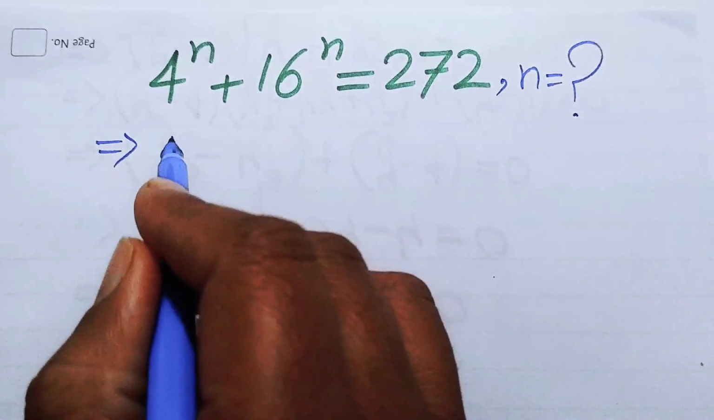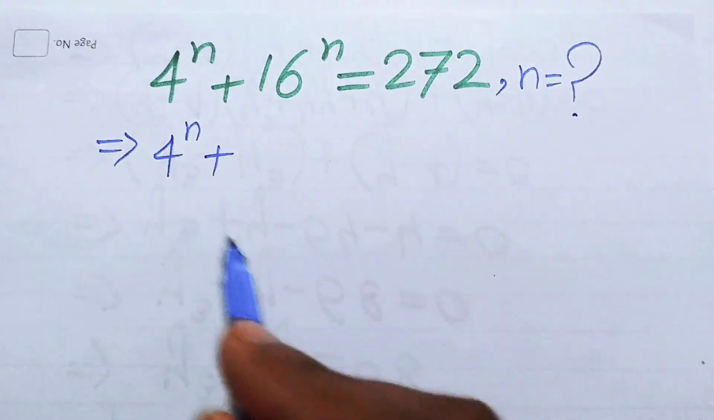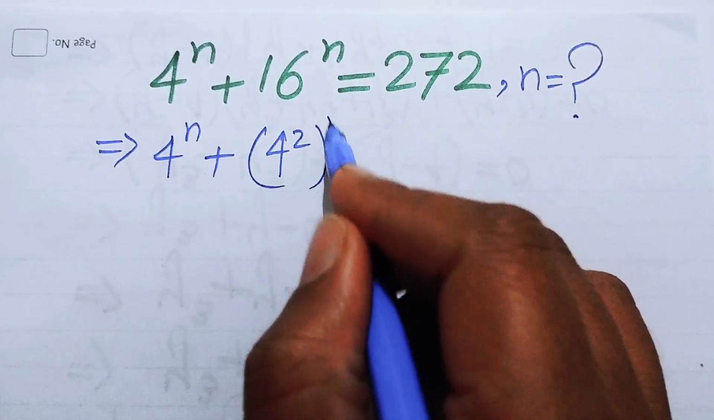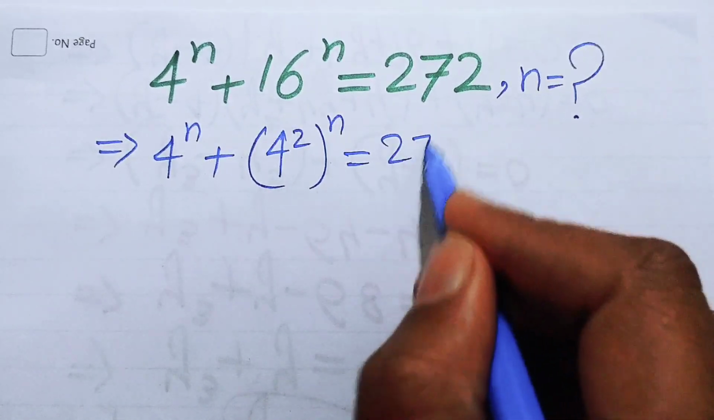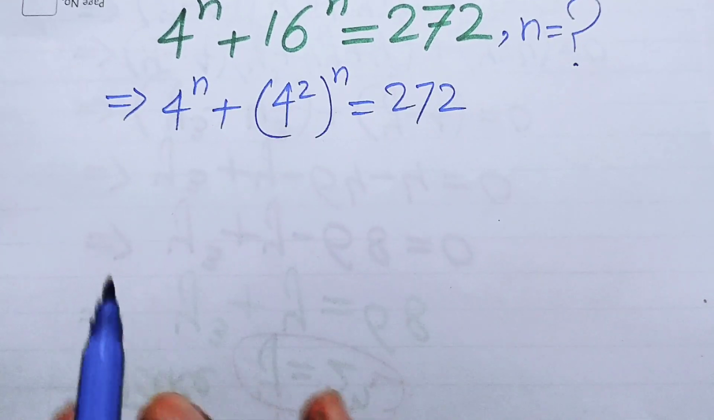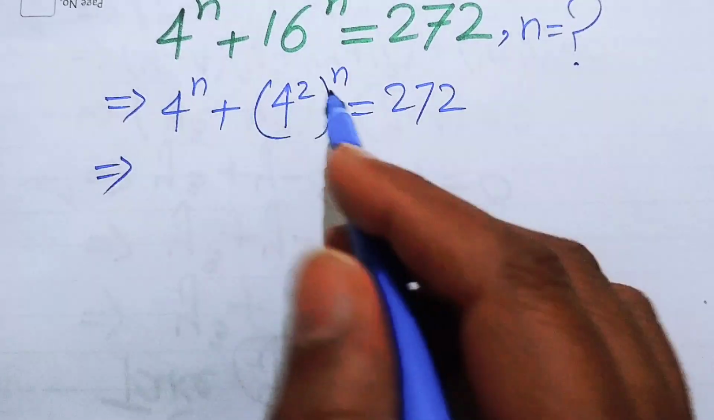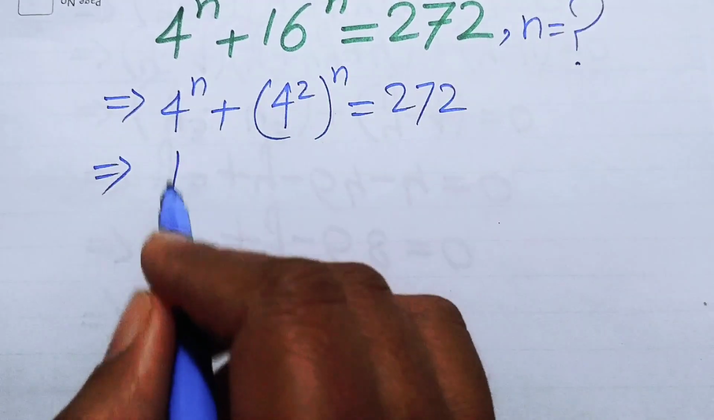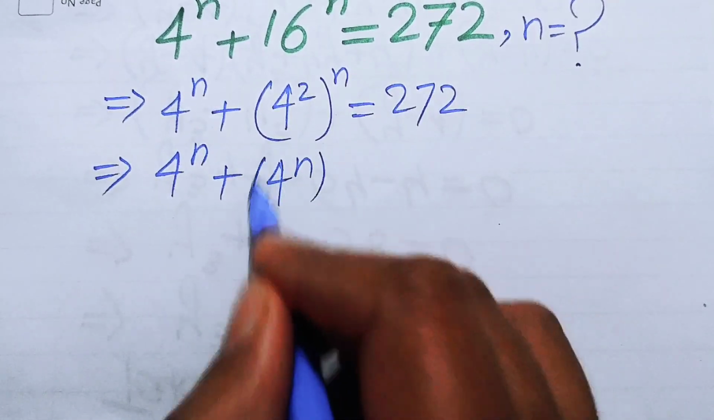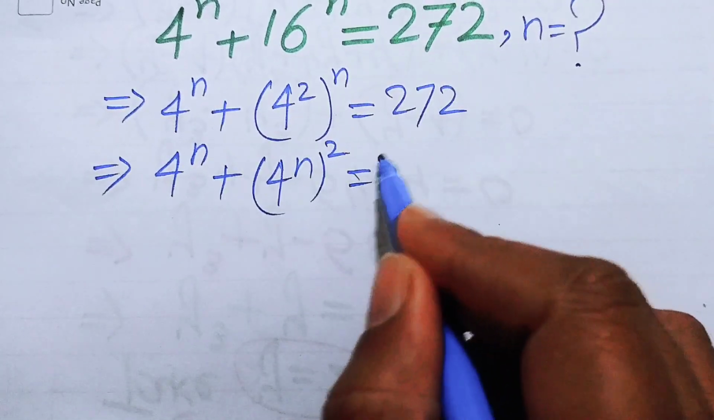We have 4 to the power of n plus, we write the 16 as 4 squared and its whole power n, equals 272. And now in the next step, we interchange these two exponents and we get 4 to the power of n plus (4 to the power of n) whole squared equals 272.